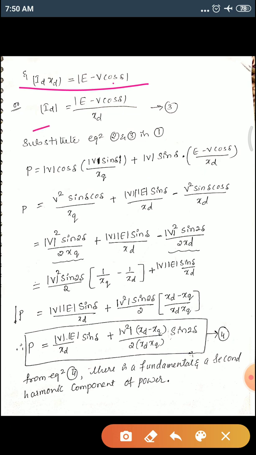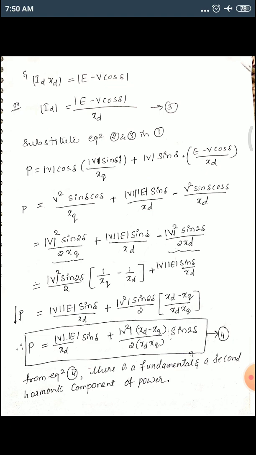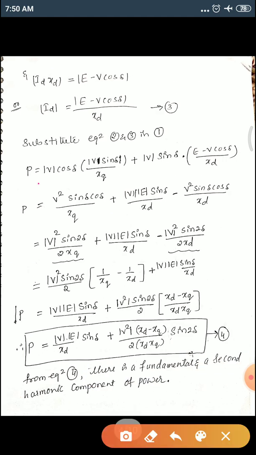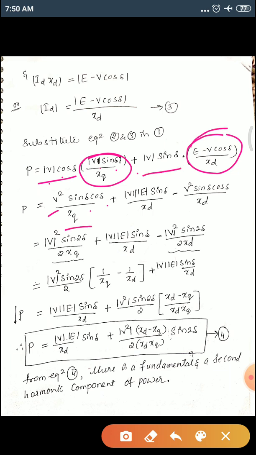So therefore id is equal to E minus V cos delta divided by xt. Okay, therefore these two equations, the second and third equation, have to be substituted in this equation. Let's substitute. V cos delta was there, this is your iq, plus this is your id in that equation. Now just to simplify, V into V square sine delta into cos delta divided by xq, right? There are two parts, so expand each part.